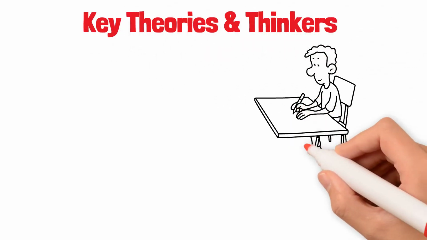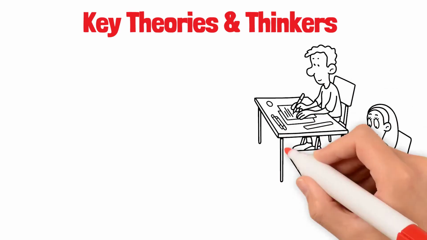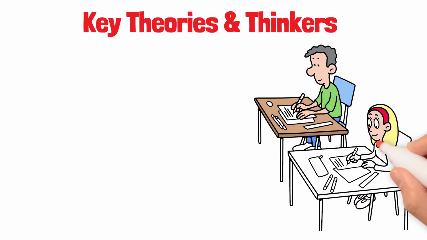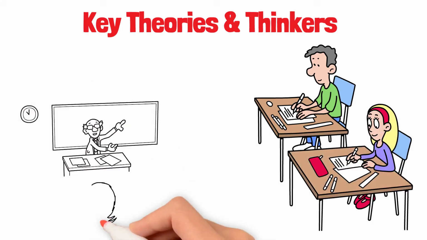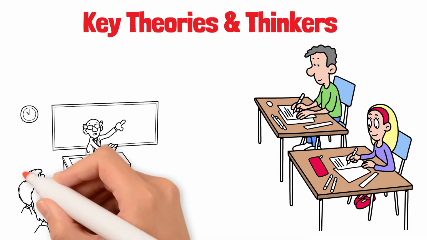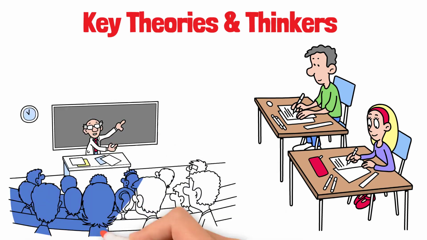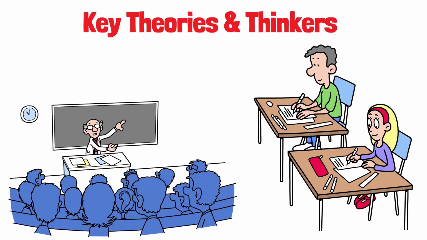Key theories and thinkers. Sociologists like Emile Durkheim believed that schools are like mini-societies, where students learn social rules, cooperation, and responsibility. Karl Marx, on the other hand, believed that education can sometimes reproduce class differences, meaning schools might unintentionally help the rich stay rich and the poor stay poor.